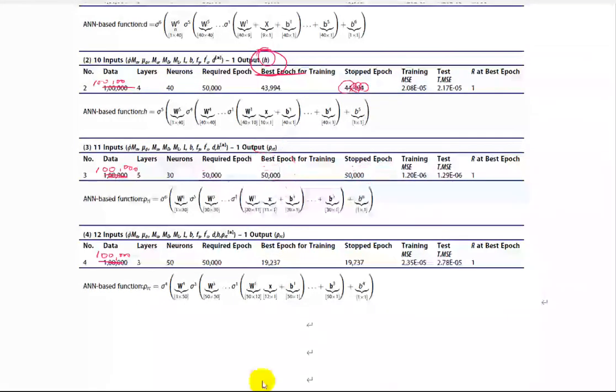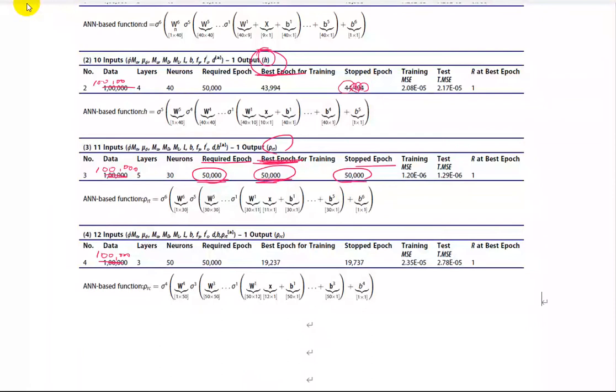If you train ROLT, it is even more dramatic, because you went all the way to 50,000 for best epoch and the stopped epoch is also 50,000, whereas your required epoch is 50,000 as well. In that case, we're not sure whether we have achieved the best epoch, because you cannot go beyond 50,000, as 50,000 is limited by the system.